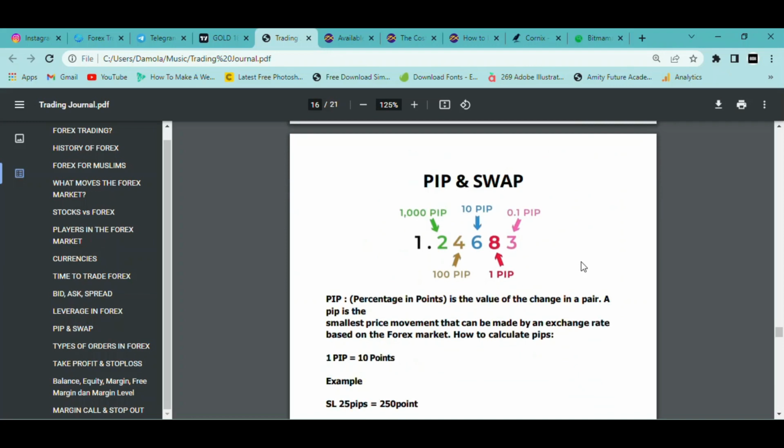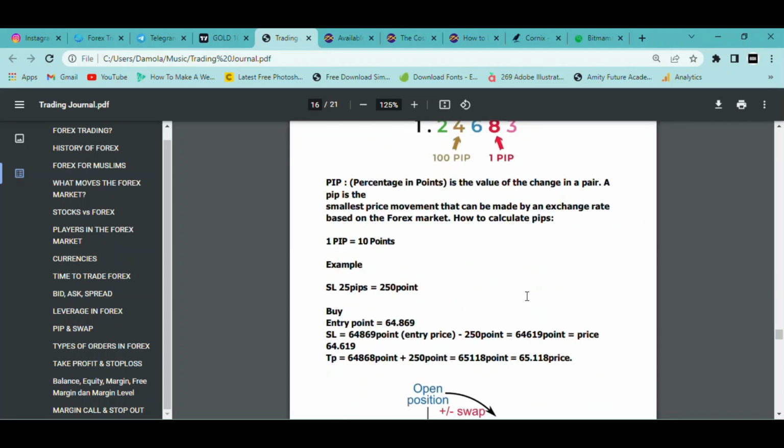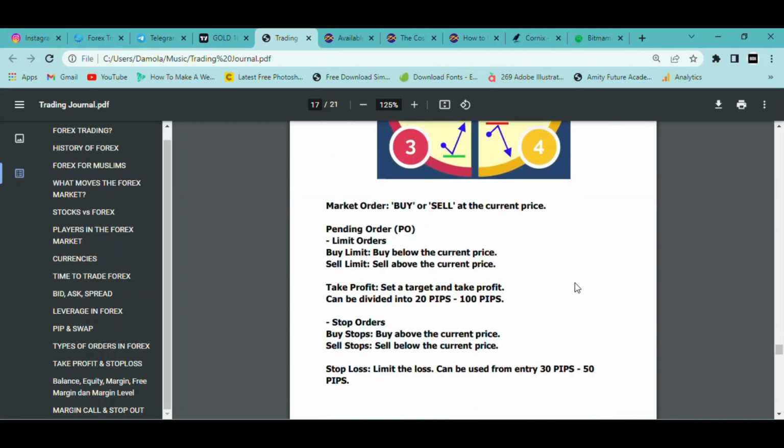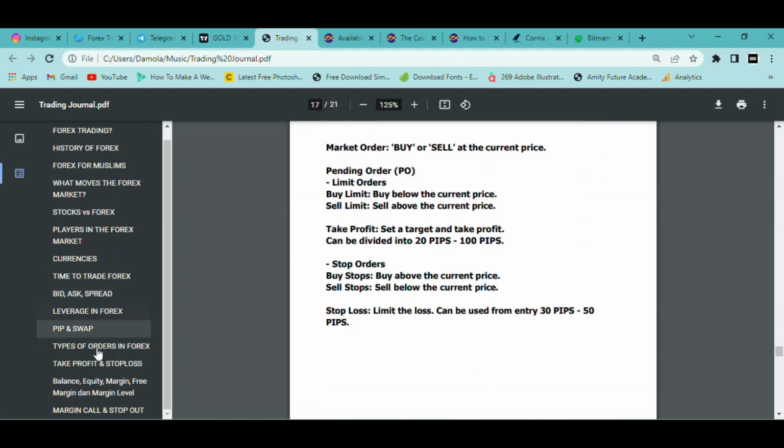All right, so what is PIP? Please, I just want us to note down all of this, because it's going to come in handy at the end of the day. So PIP is percentage in point. It is the value of the change in a pair. So for every currency pair, you have a PIP. The difference in the market price is determined by the PIP. I just want us to take note of that. I won't go much into details.